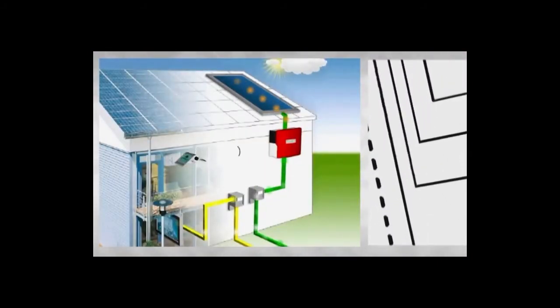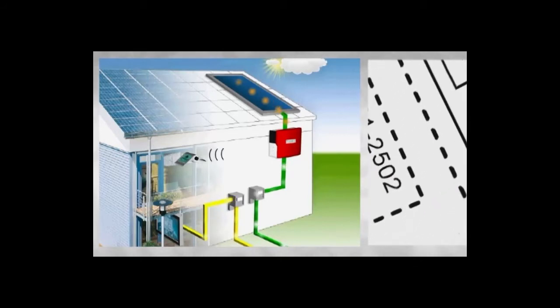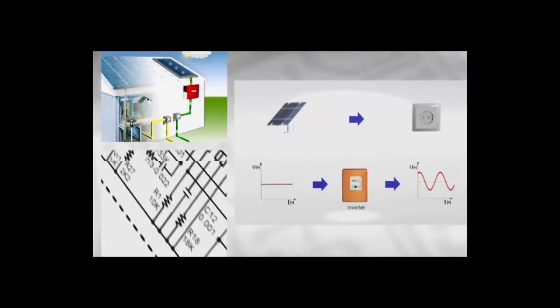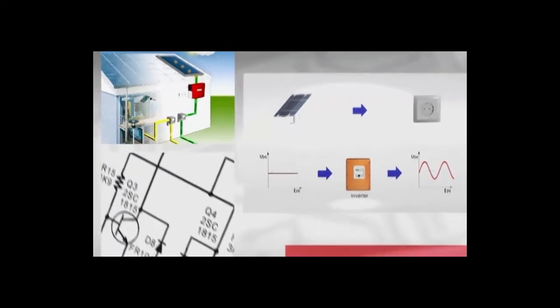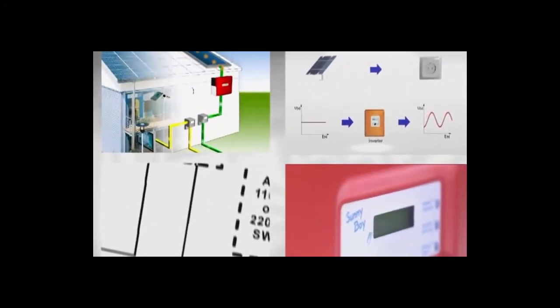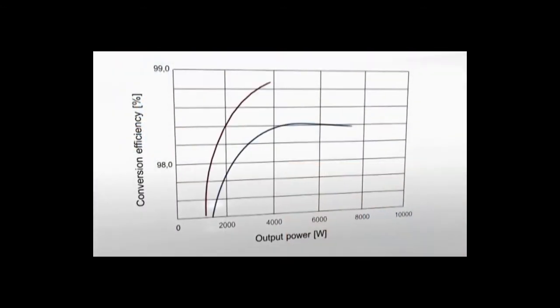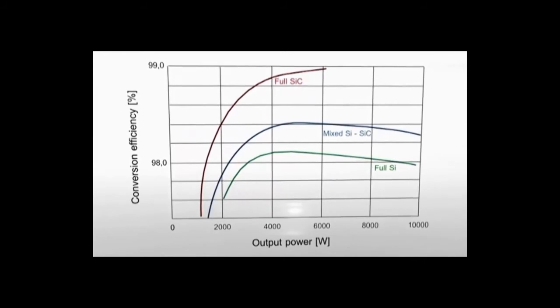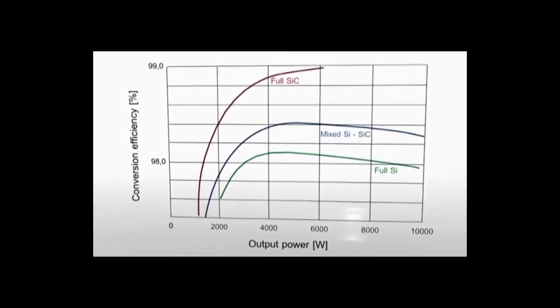In order to feed the DC current from the PV modules into the public energy supply network, it must first be converted into the standard 50 Hz AC current in a solar converter. High conversion efficiencies are crucial. The best PV converters with silicon carbide power semiconductors achieve over 98% efficiency.